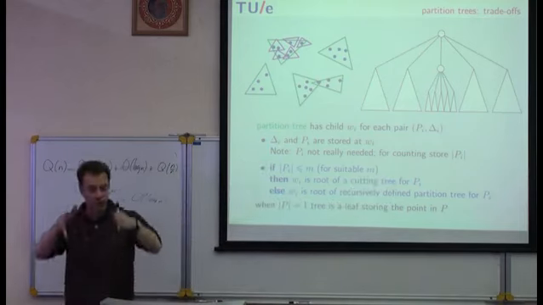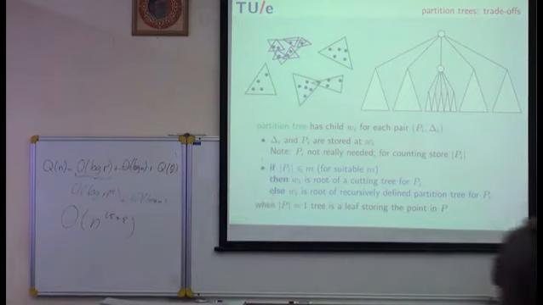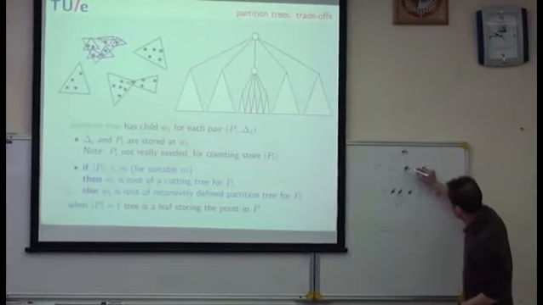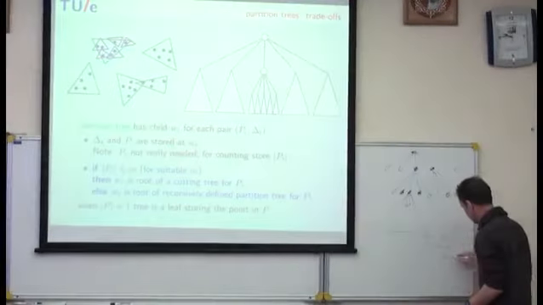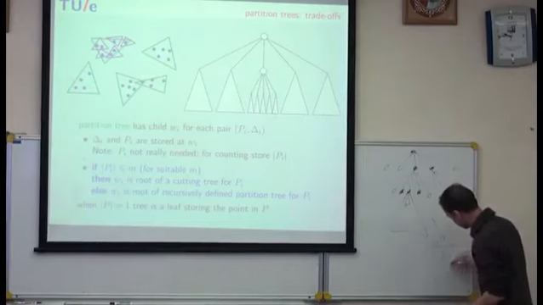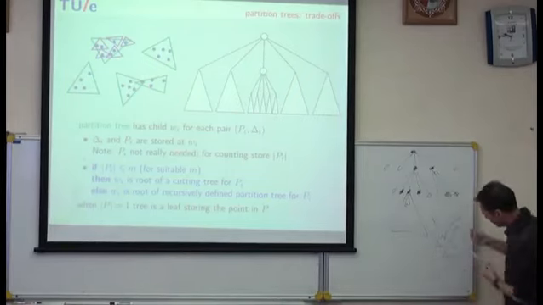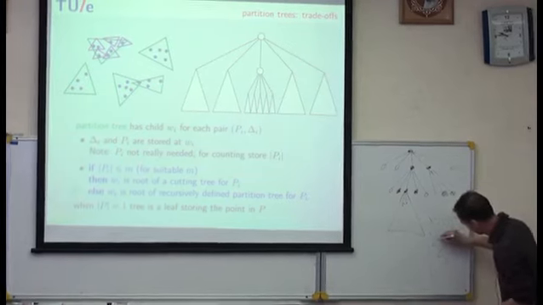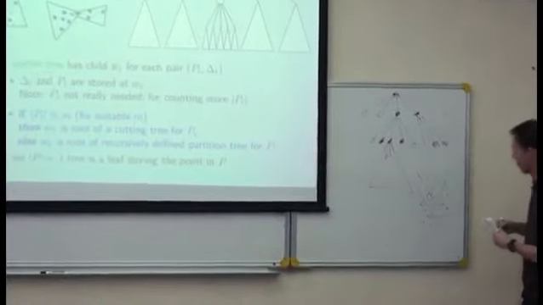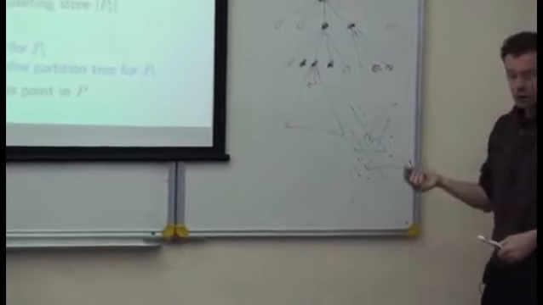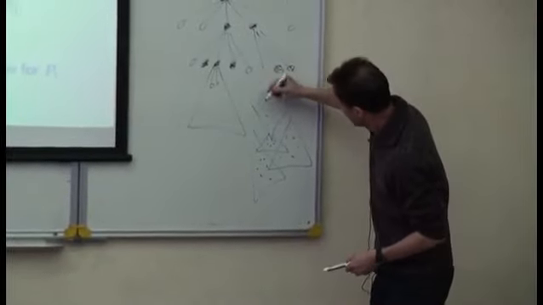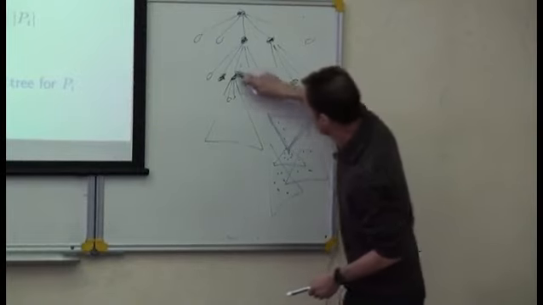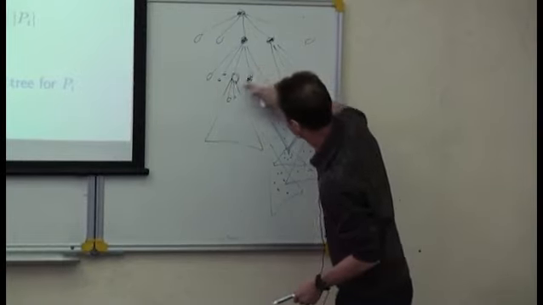Okay, so what do I have to do? Let's say that happens at this node. For this guy I have a simplicial partition. Each of these things has some points in it. And when I'm building the tree, for instance, for this triangle here, maybe that corresponds to this node here.